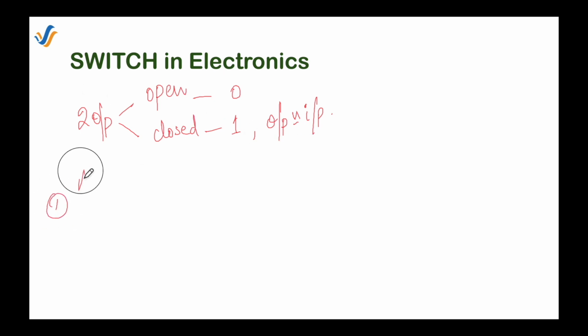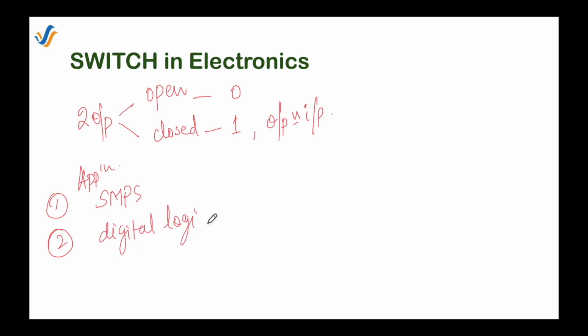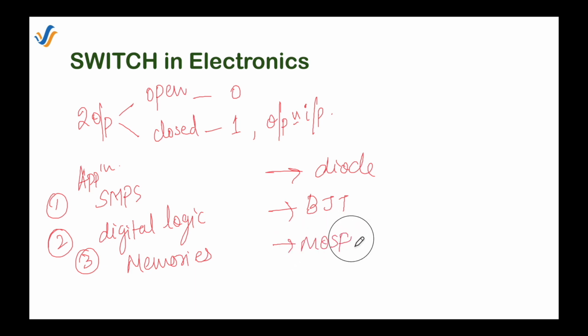Now where is the switch used in electronics? In analog electronics, the switch is used in power supply systems like the SMPS, and in digital electronics it is a very important building block in designing digital logic systems and in memories also. These switches can be made with a diode, a BJT or a MOSFET, but here we are interested in how a BJT can be used as a switch. So now let's see the switching behavior of the BJT.